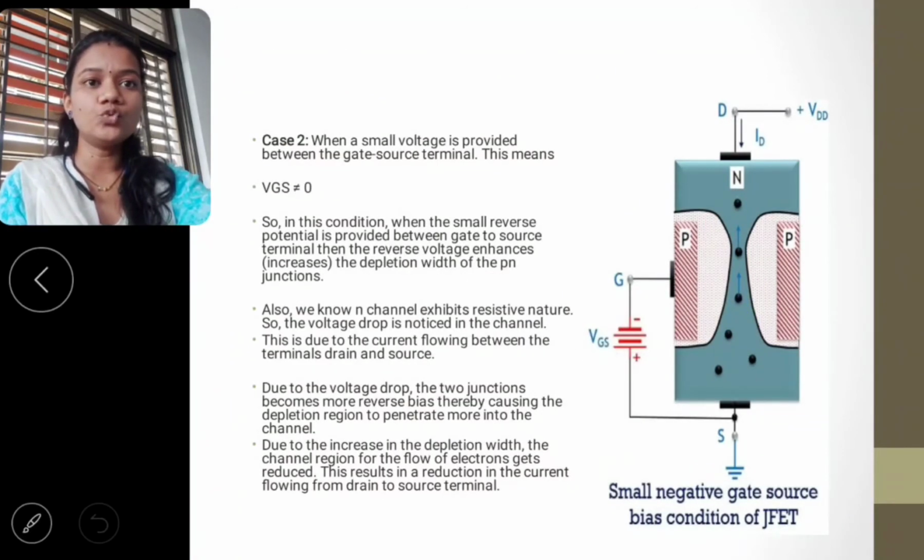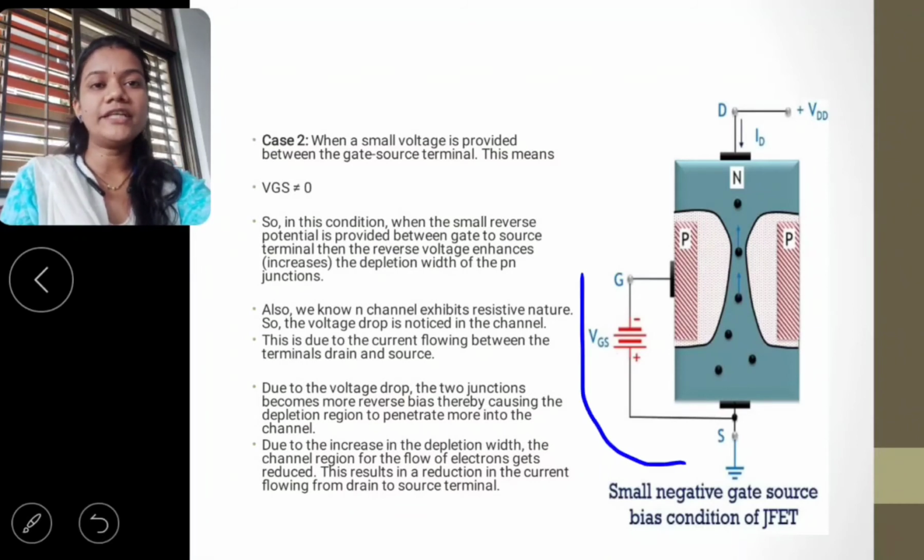Then case number 2, when a small voltage is provided between gate and source terminal. So the first case is there is no voltage. The second case is a small voltage provided between gate and source. That means VGS is not equal to 0.